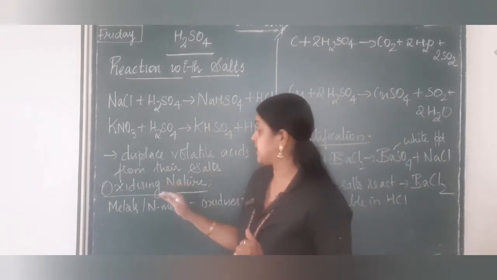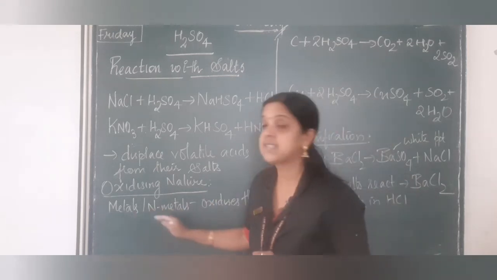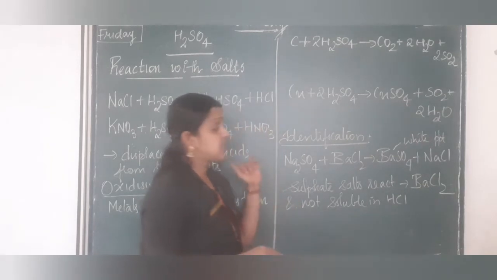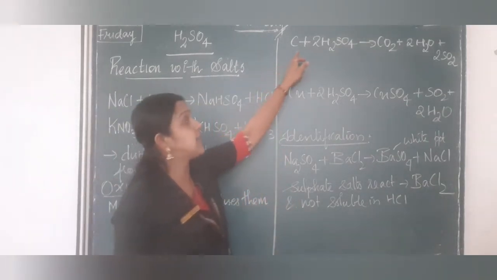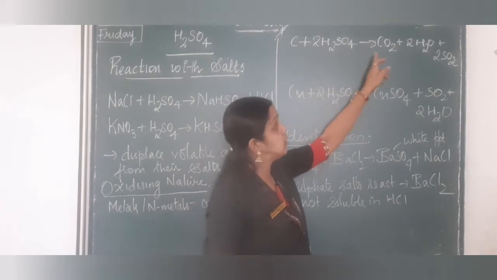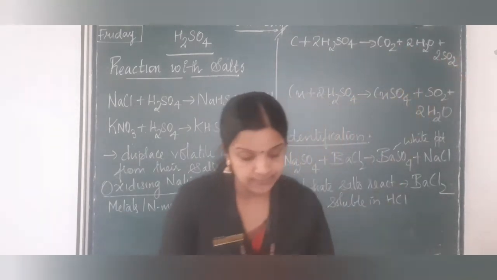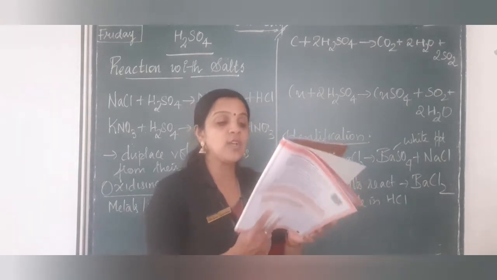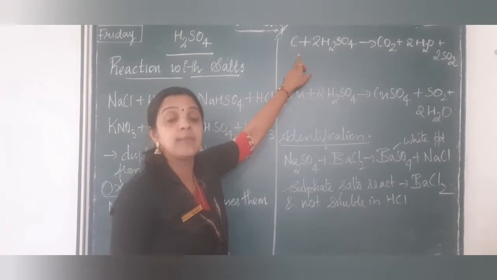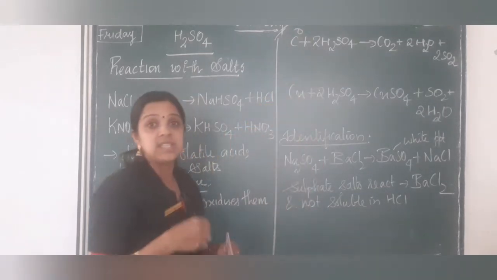This sulfuric acid has an oxidizing property, so it can react with metals and non-metals and thereby oxidize them. That is, when it reacts with a non-metal like carbon, when carbon is treated with sulfuric acid, you get carbon dioxide, water and sulfur dioxide. If you see, what is the oxidation state of elemental carbon here? Elemental carbon oxidation state is always 0, right? It is 0.